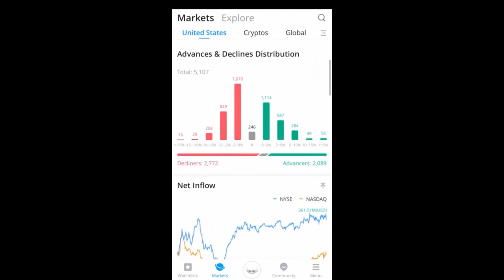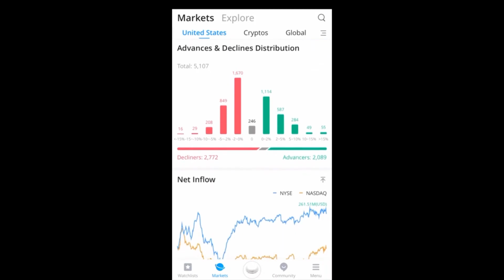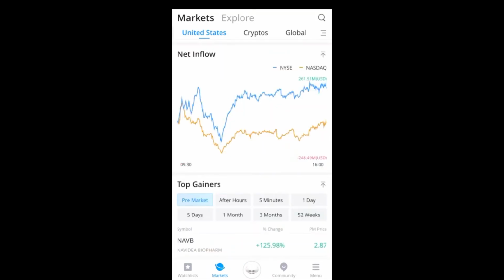You can also see advances and declines distribution. So this is for all of the individual stocks. You can see that there's 5,107 publicly traded companies within the market, and 2,772 of those stocks are actually declining today versus 2,089 stocks are actually rising in price today, or above zero currently.